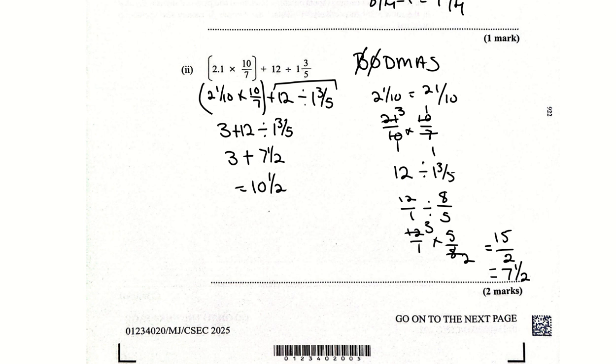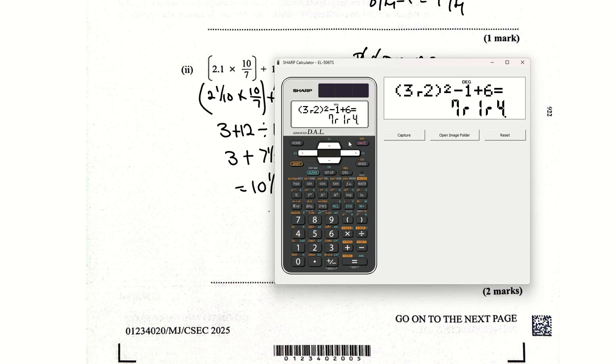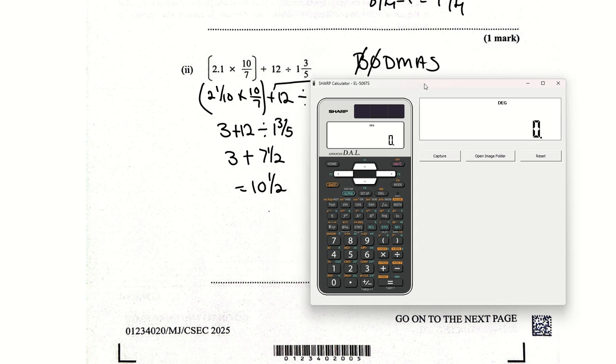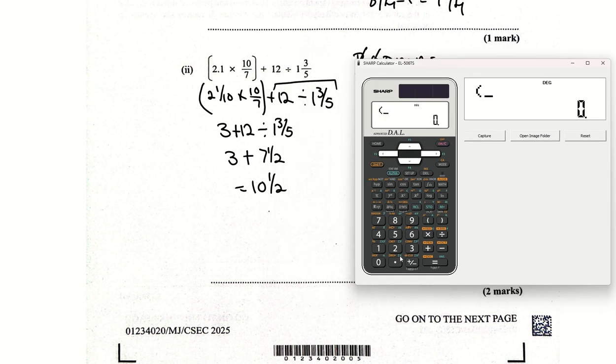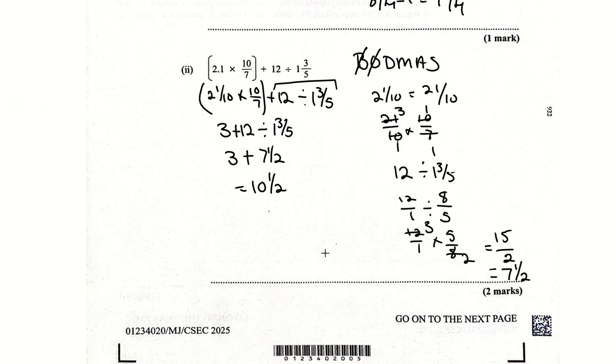Now, you can use your calculator. Again, your calculator is programmed to do BODMAS, but you have to put exactly what it says. Open bracket 2.1 multiplied by 10 over 7, close bracket, plus 12 divided by 1 and 3 over 5. Press equal and you do get 10 and a half, so you know that your answer is correct. And that is how you would do this next question. Let's go to the other part.